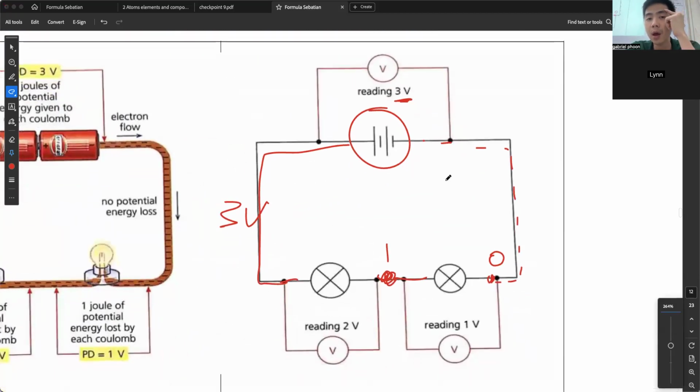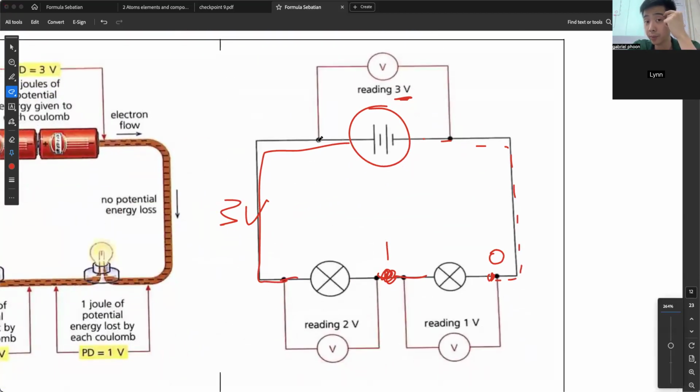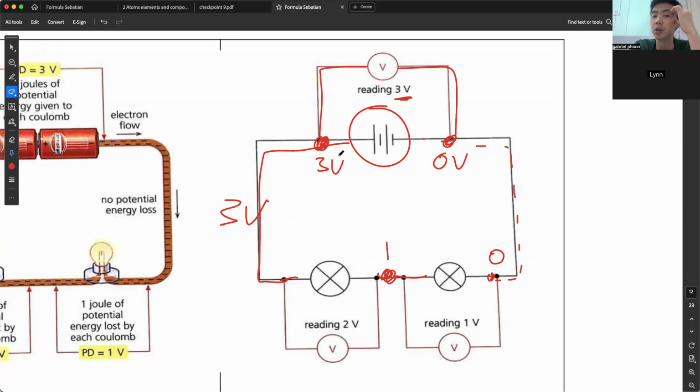Listen up, this is how you look at it, guys. When you start off at the battery, you will always have the maximum value of the voltage. It will be 3 volts here. And when you end at the battery, for sure it will be 0 volts. This voltmeter will read the potential difference between these 2 points here. 3 minus 0, that's why it will read 3 volts for sure. Okay? It will be the same for this one also.